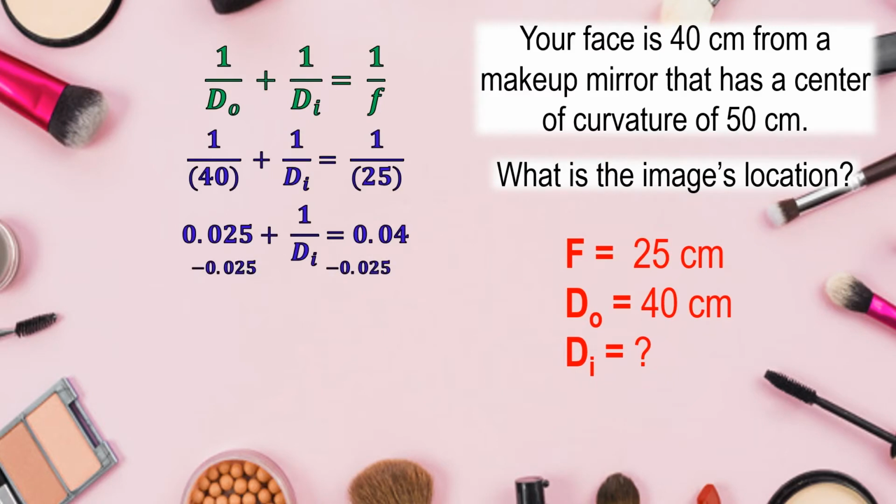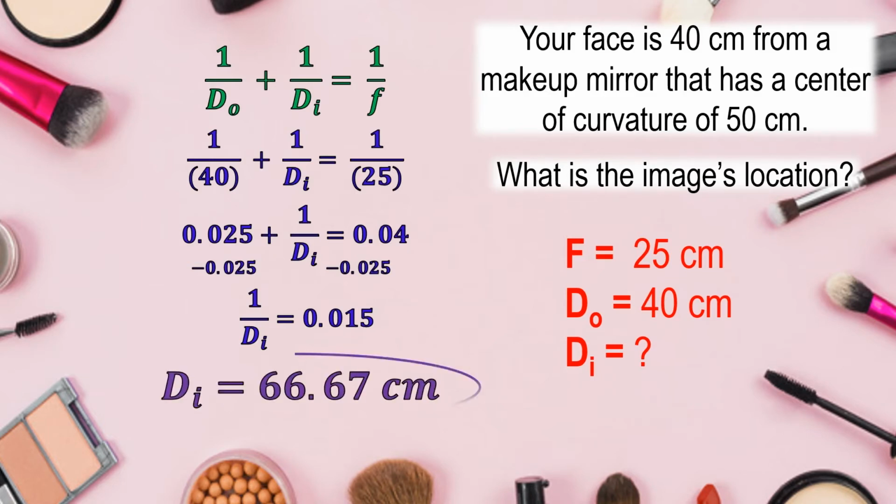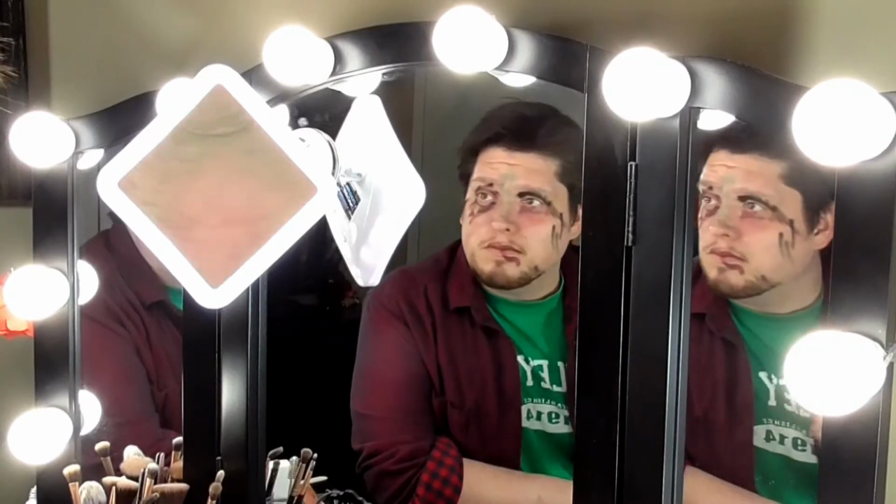Solve the one-step equation. And then the most common wrong answer is 0.015 centimeters because you need to take the inverse. This is 1 over di. I want to know what just di is. 66.67 centimeters. So this image is pretty far back. You'll also notice that because you're outside of the focal length, you get a positive di, which means you have that real image. It's in front of the mirror, not behind it.